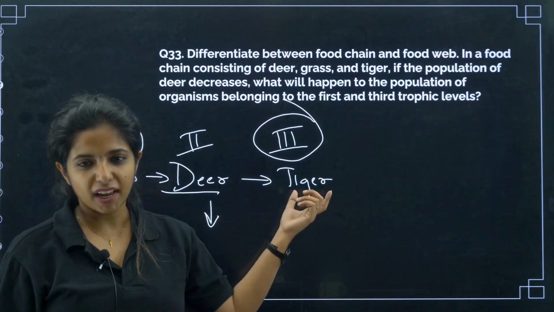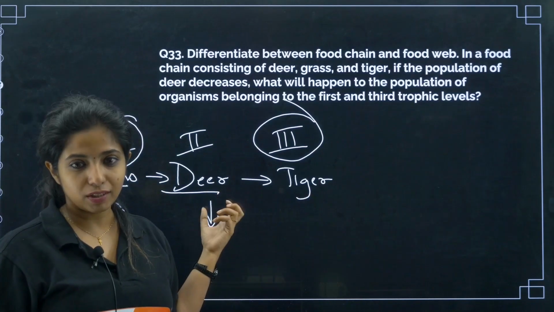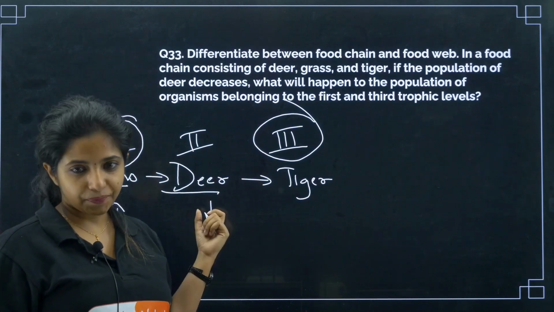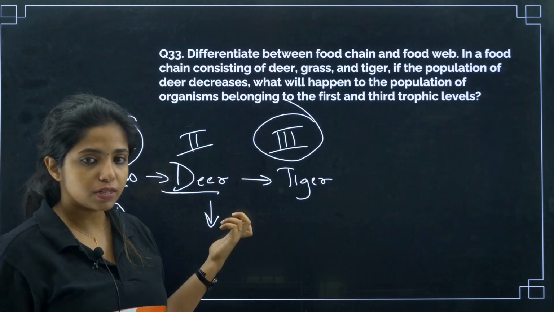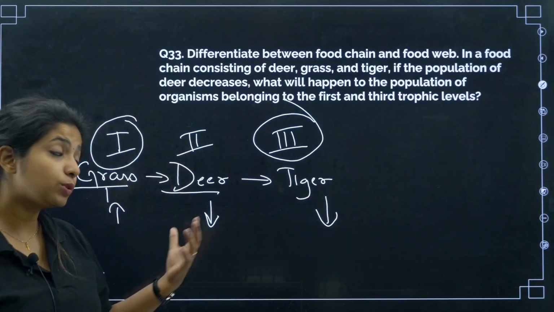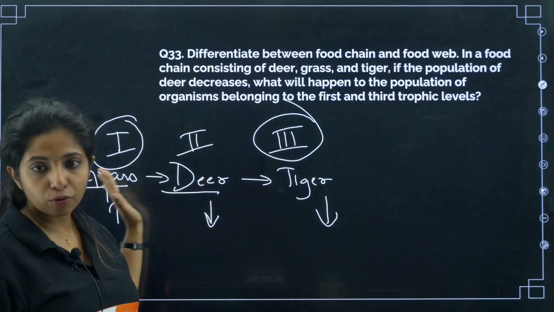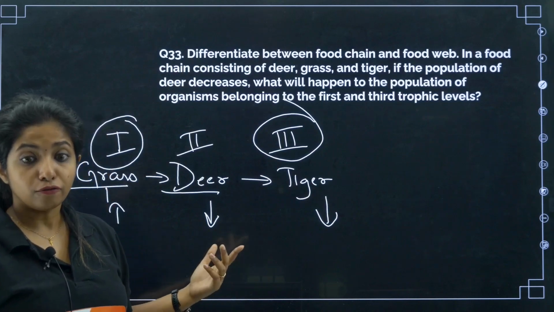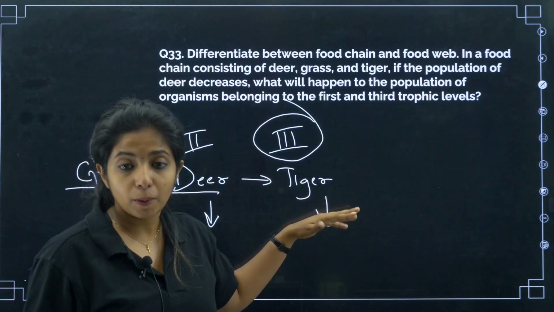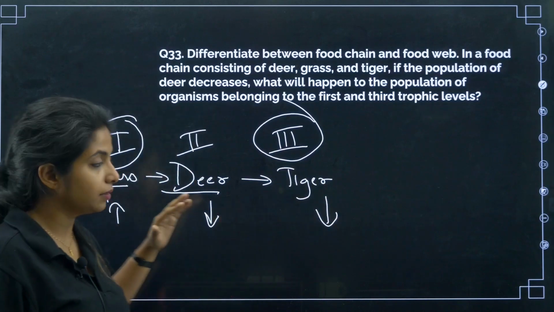What about tiger? Tiger was eating the deer, if it's a food chain you're talking about. I'm not talking about a food web, right? So tiger is eating deer and deer population goes less. Obviously, tiger population will also go less. If it was a food web, it can depend on something else. But over here, they have mentioned it like this, so this is a food chain. So grass population, trophic level 1, increases. Tiger population, trophic level 3, decreases.